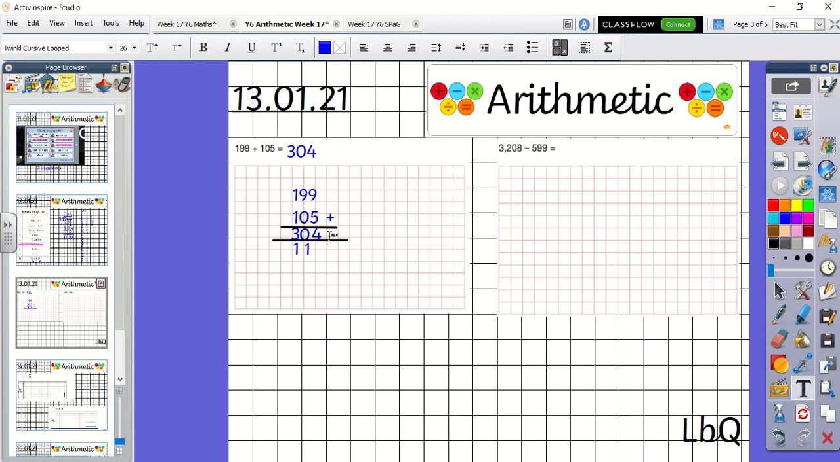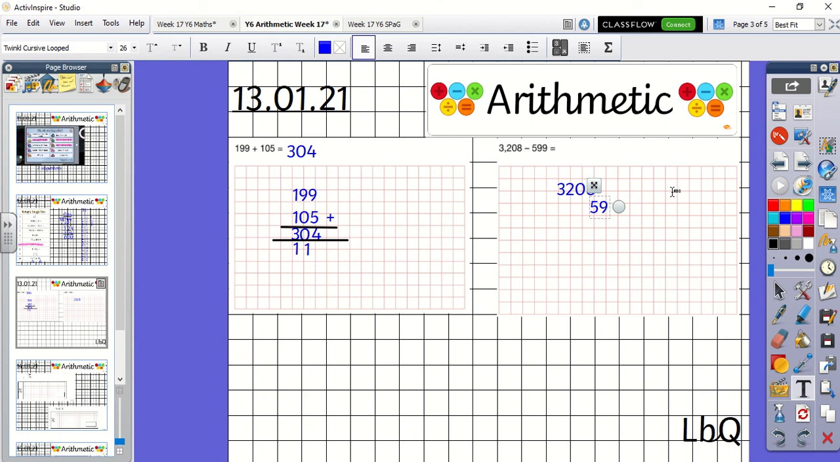Now, that's different to addition. It doesn't matter what number goes first in addition, but in subtraction, it does matter. We need to make sure that the bigger number goes at the top. So 3,208, and we are subtracting 599. Now that's how some of you may set it out, but just remember that's incorrect, okay? We need to make sure that your 9 from your ones stays in the correct place value, okay?